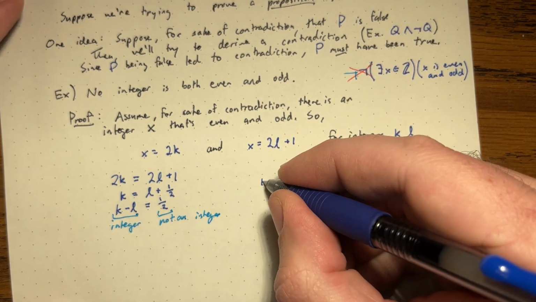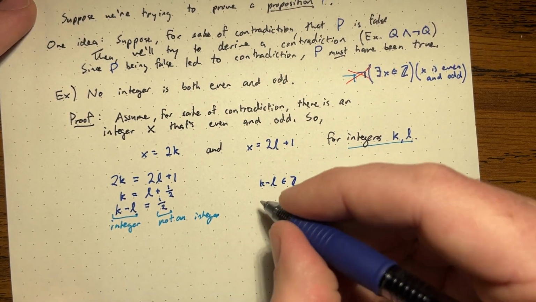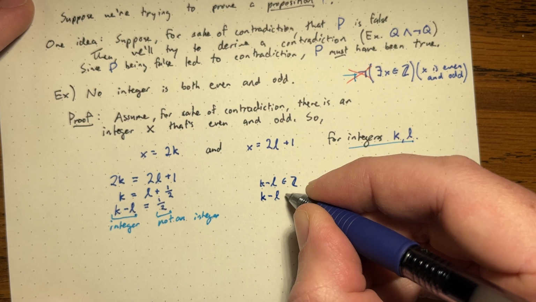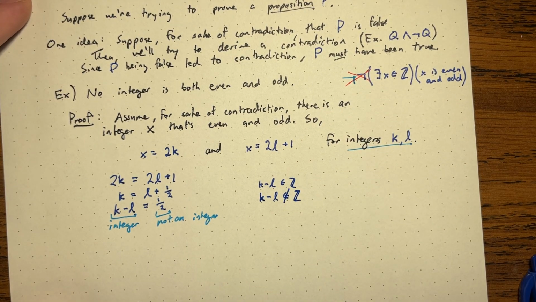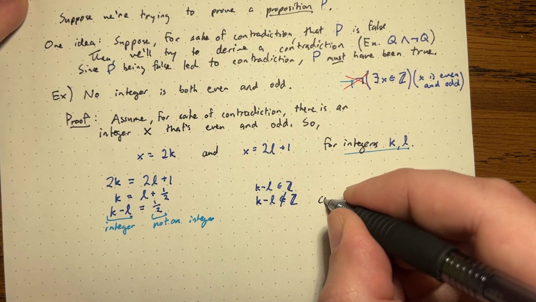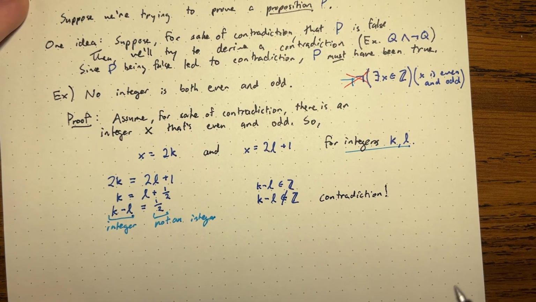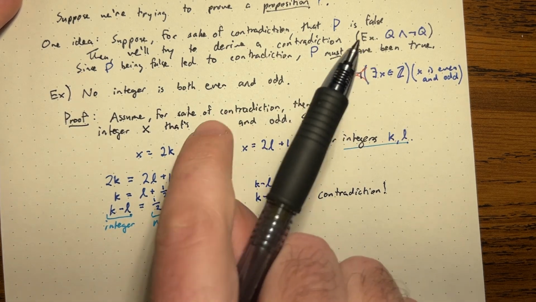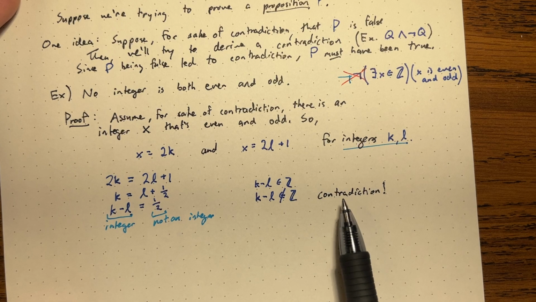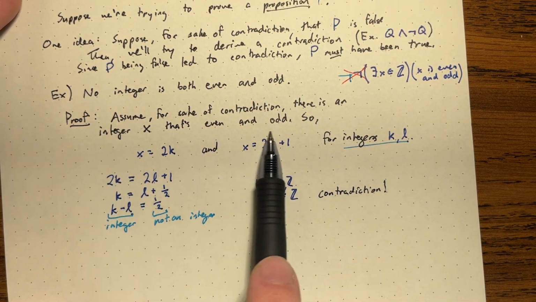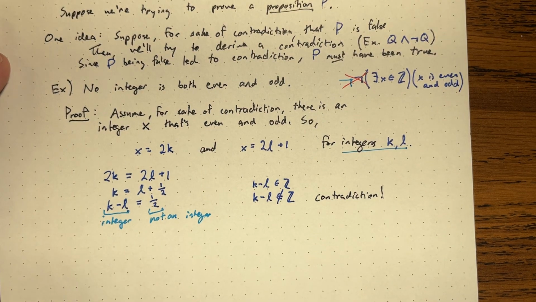So basically we showed k minus l is an integer. Why? Because it's a difference of 2 integers, that's going to be an integer. But also we showed that k minus l is not an integer. So there's our contradiction. And because we just proceeded using valid logical mathematical steps, the only thing we assumed is that there is an integer that's both even and odd. So that assumption is false.